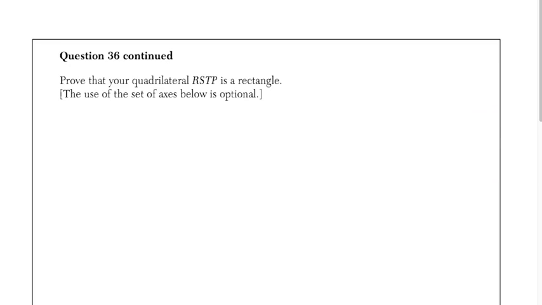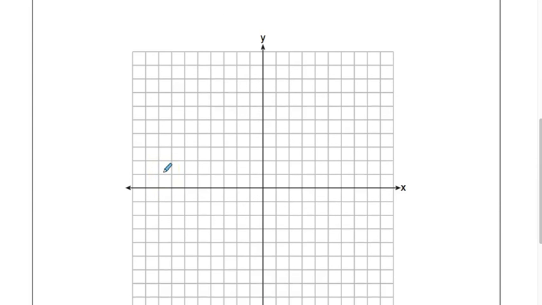So let's go to the graph on the next page. They gave us a nice little graph here. Let's just graph our points. So R we know is at 6, -1. So this is our R. We know S is at 1, -4. So this is our S. And T is at -5, 6. So 1, 2, 3, 4, 5. 1, 2, 3, 4, 5, 6. This is our T. All right.